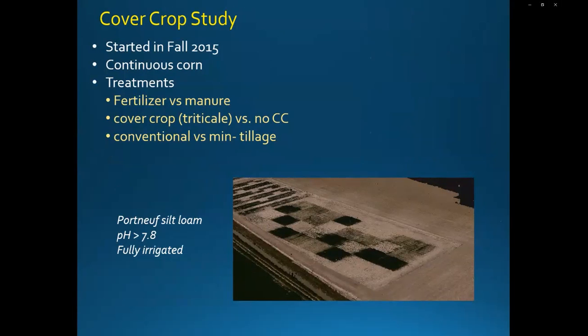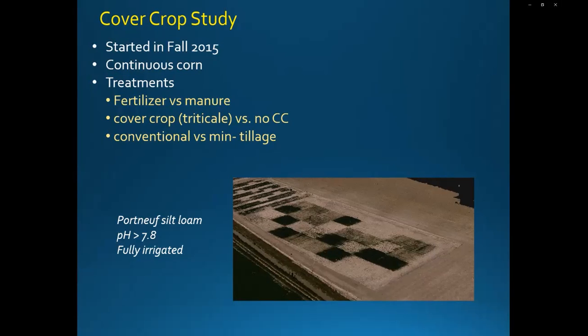So now we'll switch to the cover crop study. This study is a little bit younger. It just started in the fall of 2015, and this is a continuous corn rotation. We're looking at 3 different main effects: the effect of having fertilizer versus manure, the effect of having a cover crop, which in this case is triticale, versus having no cover crop, and a tillage effect of either conventional tillage versus minimum till. These plots are actually located just to the south of our long-term study plots. So again, they're on a Portneuf silt loam with a pretty high pH, and everything is fully irrigated.